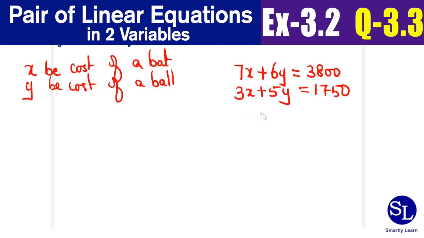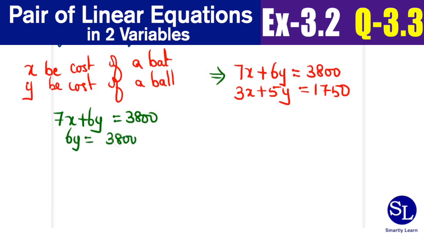So I'm going to take one expression and write the value of one variable in terms of the other. Let's take this expression: 7x plus 6y is equal to 3,800. So 6y is equal to 3,800 minus 7x. So y is equal to (3,800 minus 7x) divided by 6. This value of y, I'm going to substitute in this equation.